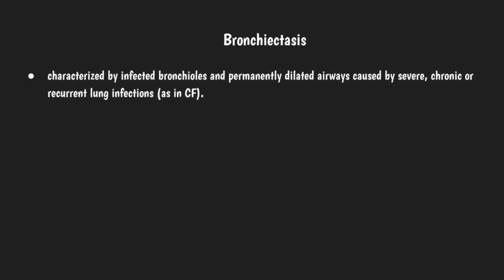Next disease is bronchiectasis. This disease is characterized by infected bronchioles and permanently dilated airways caused by severe chronic and recurrent lung infections. So there are infected bronchioles and permanently dilated airways, which may be because of severe chronic lung infections. There is persistent cough and purulent sputum follow. So this is bronchiectasis.